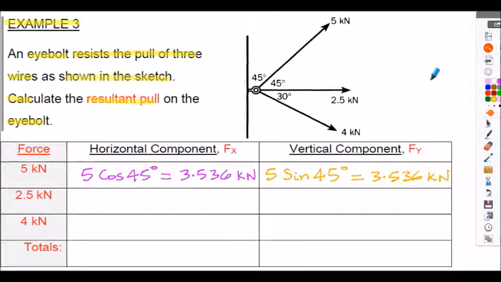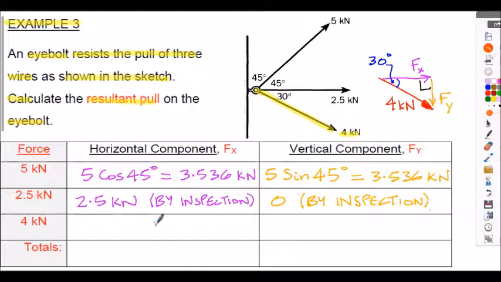Now, considering the second force in our system, this is 2.5 kilonewtons, which is purely a horizontal force. So I'm going to write by inspection the horizontal component Fx is 2.5. And of course it's in the positive sense, so it's positive 2.5. And as for the vertical component, it's obviously 0 because a purely horizontal force cannot have a component in the vertical sense. So again, I can write this as 0 by inspection.